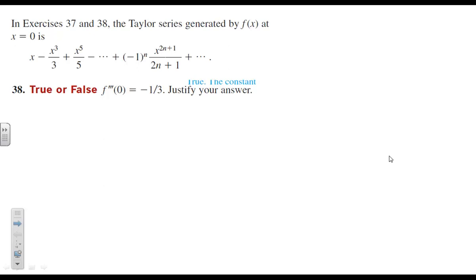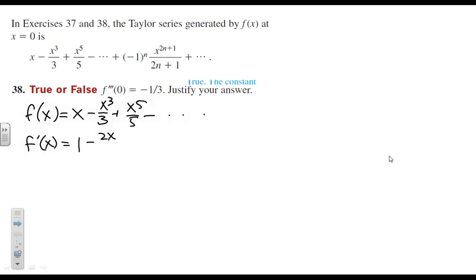Way number one, if f is equal to x minus x cubed over 3 plus x to the 5th over 5 minus dot dot dot. If I took the first derivative of this equation, I'm going to get a 1 here. I'm going to get a negative x squared there. I'm going to get a 5x to the 4th over 5 there plus dot dot dot.